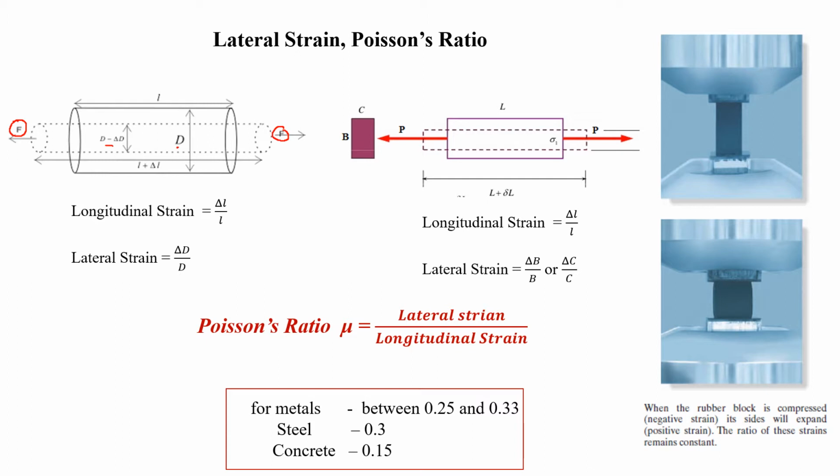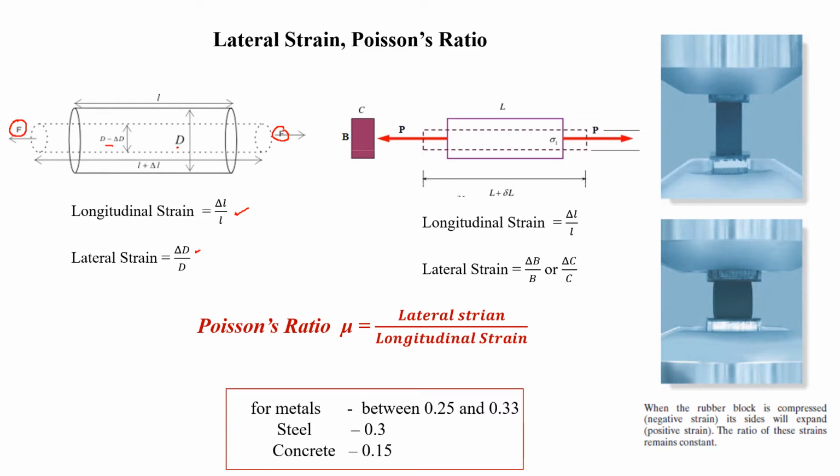So the longitudinal strain, that is the change in length of the member divided by the original length, is equal to delta L by L. Then there is a strain in the lateral direction also. The change in diameter is delta d, and the ratio of that to the original diameter gives the lateral strain. Then the ratio of lateral strain to longitudinal strain is termed the Poisson's ratio.